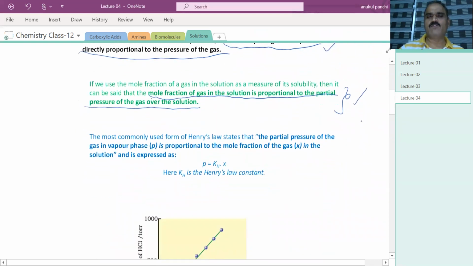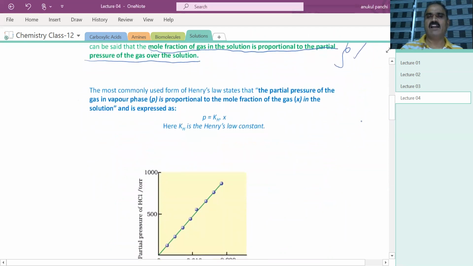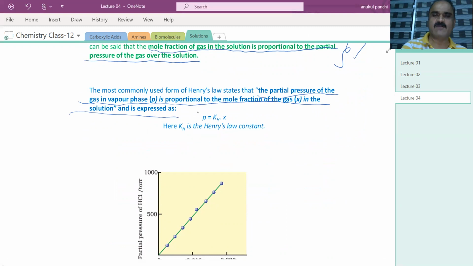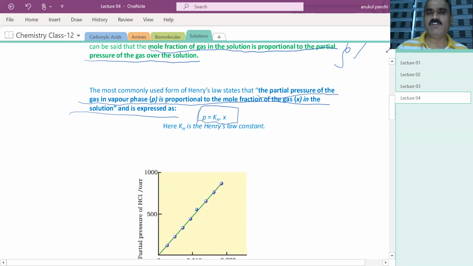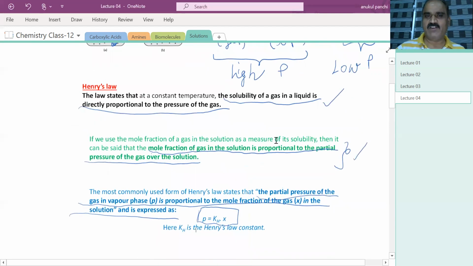The most commonly used form of Henry's law states that the partial pressure of the gas in vapor phase is proportional to the mole fraction of the gas in the solution and is expressed as P = KH x X. What is P here? P is the partial pressure of the gas. KH is Henry's law constant, and X is the mole fraction, which is a method of expressing concentration. I think you got it.